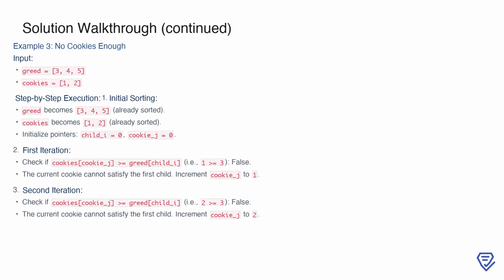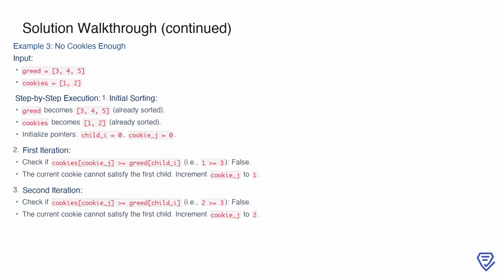Now consider a third example where the cookies are insufficient to satisfy the greed of any child. The greed factors are 3, 4, 5, and the cookie sizes are 1, 2, both sorted. We initialize child_i and cookie_j at 0 as usual. In the first iteration, we check if the smallest cookie of size 1 can satisfy the first child's greed of 3.